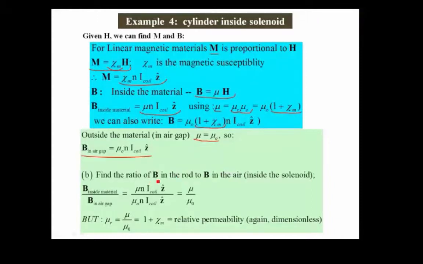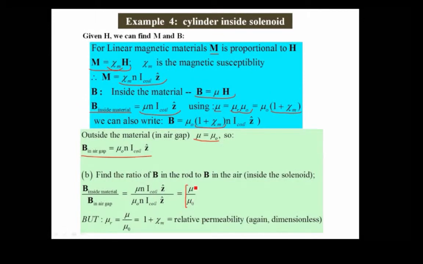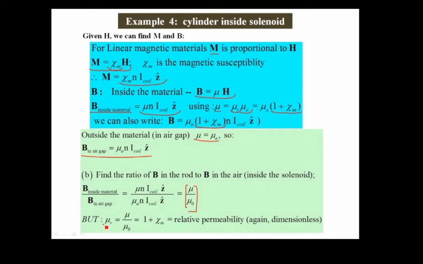Let's find the ratio of B in the rod to B in the air. So what we're talking about is the ratio of B inside the material to B in the air gap. It's just going to be the ratio of mu to mu 0. And so canceling out the common factors, the ratio of the B fields will simply depend on the ratio of these mu's. Realize that this ratio here is what we call mu sub r, the relative value.